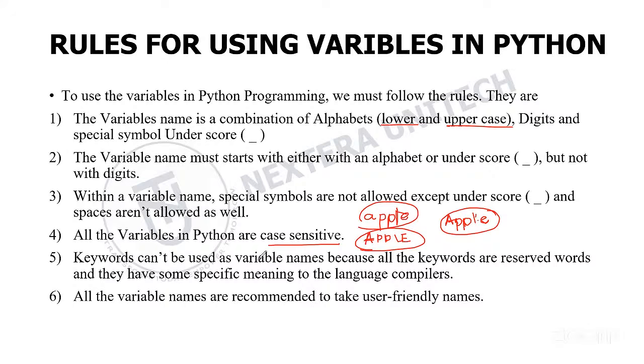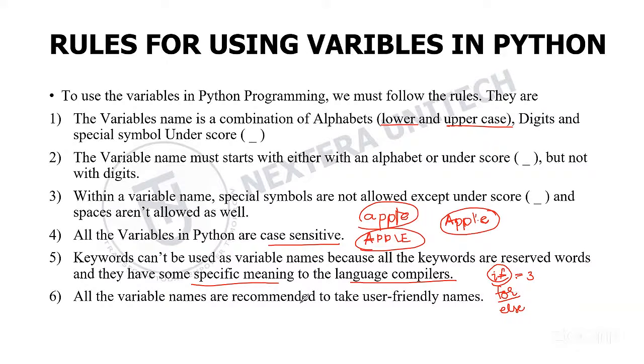And the keywords cannot be used as variable names because all keywords are reserved words and they have a specific meaning to the language compiler. So keywords like if, or for, or else are English words and keywords. These could be given as variables and it wouldn't show any error, but it is not recommended because they have a specific meaning to the language compiler. If and else are used for conditions and for is used for loops. So we cannot use them.